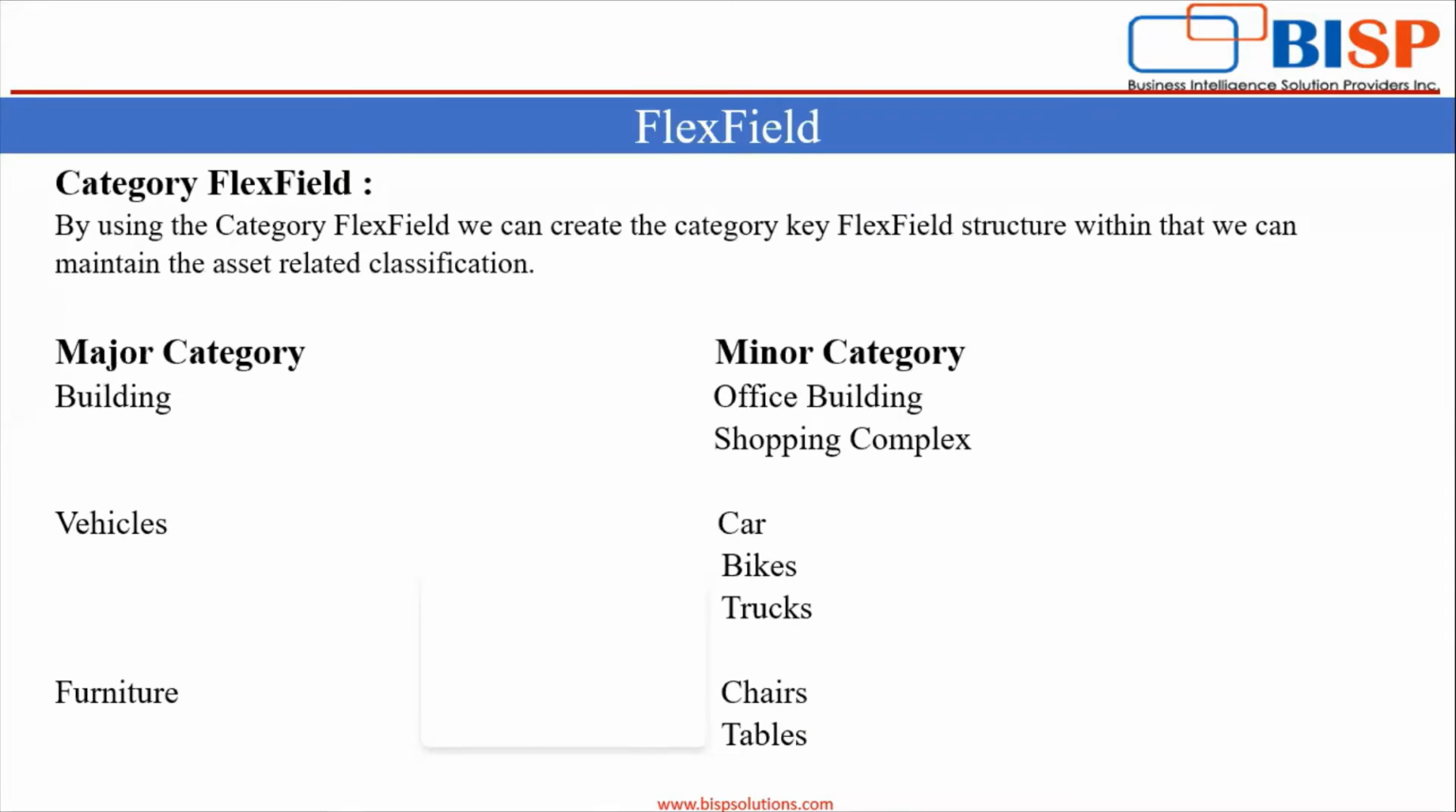So what is category flex field? By using the category flex field, we can create the category key flex field structure. Within that, we can maintain the asset related classification. Below, I have mentioned some examples for it. We have the major category building, and the minor categories that fall under this major category are like office building, shopping complex. The major category is vehicles, under which car, bikes, trucks fall. Then we have furniture, under which it has the following minor categories like chairs, tables. So on the basis of category, we can maintain the asset related information.